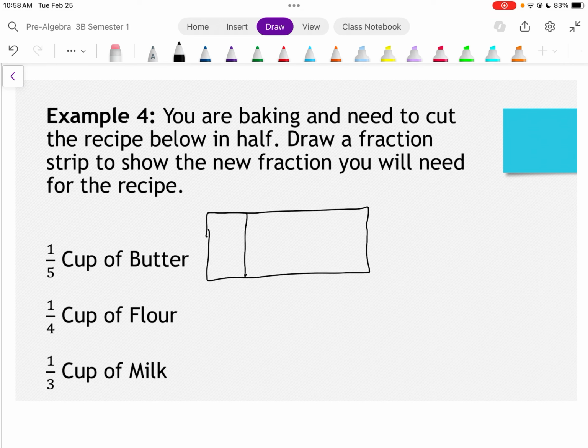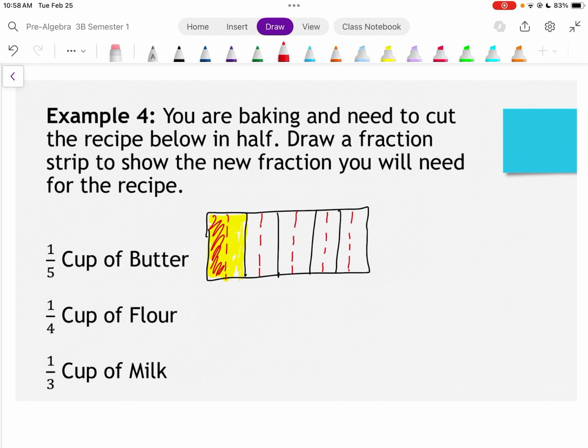So we're going to draw a fraction bar. We're going to split it into 5 pieces. And we originally needed 1/5, so we needed just one of these parts. But now we're splitting our fractions in half. Remember, when we're doing a fraction, all of the parts have to be the same size. So if we split one in half, we have to split them all in half. And now we only need one of those parts.